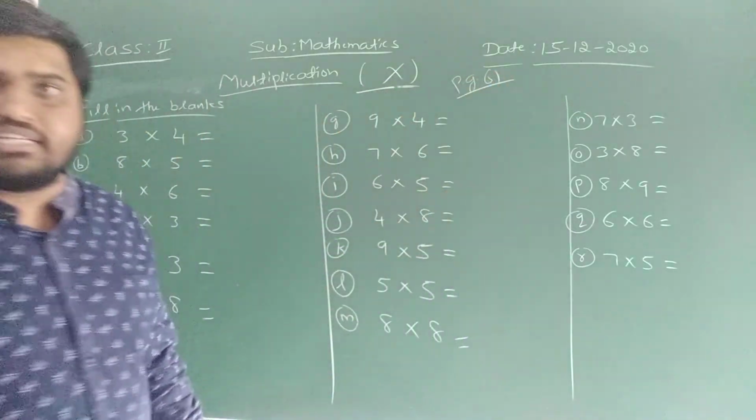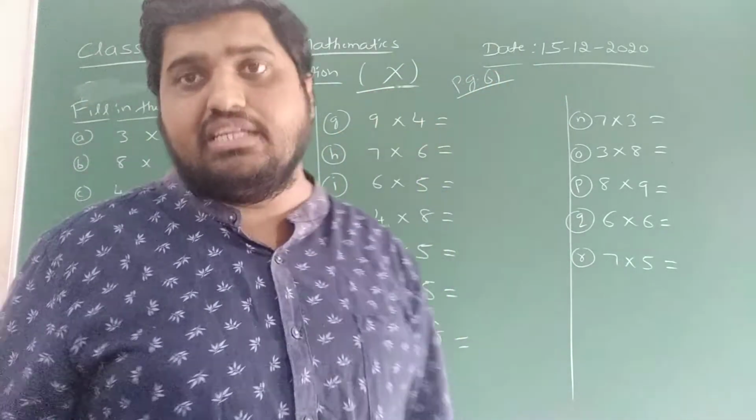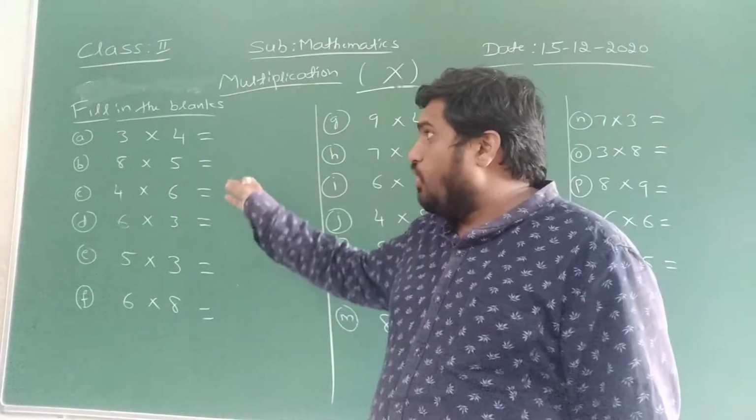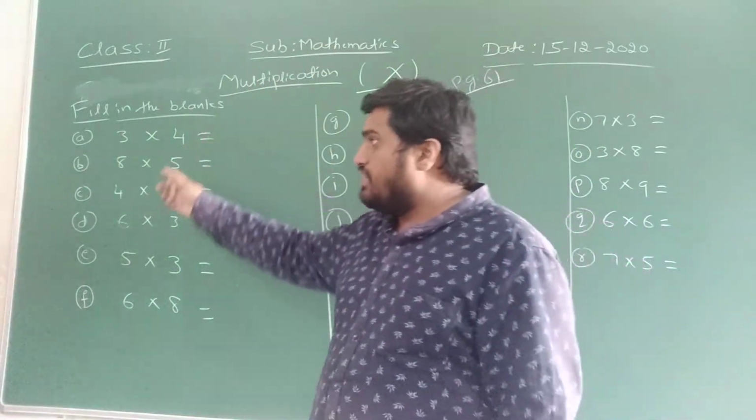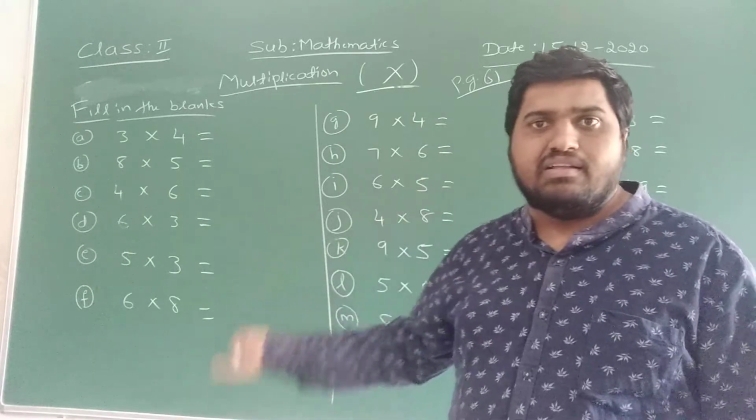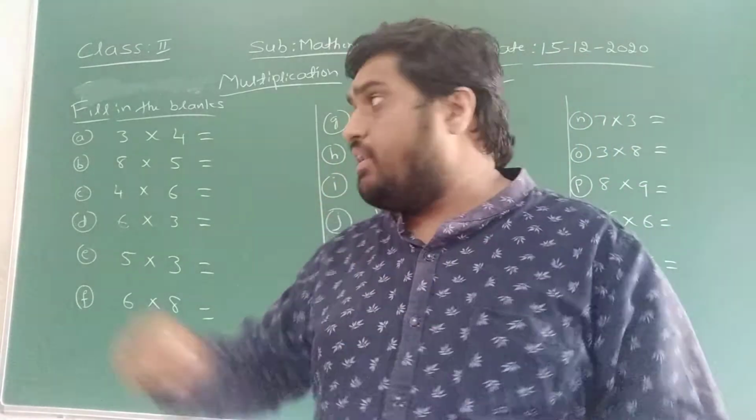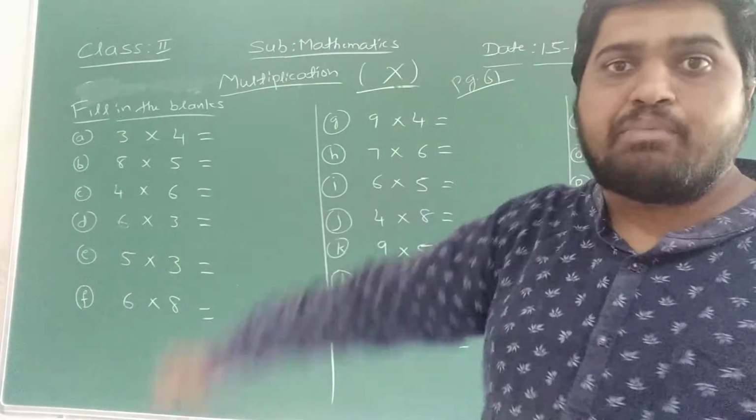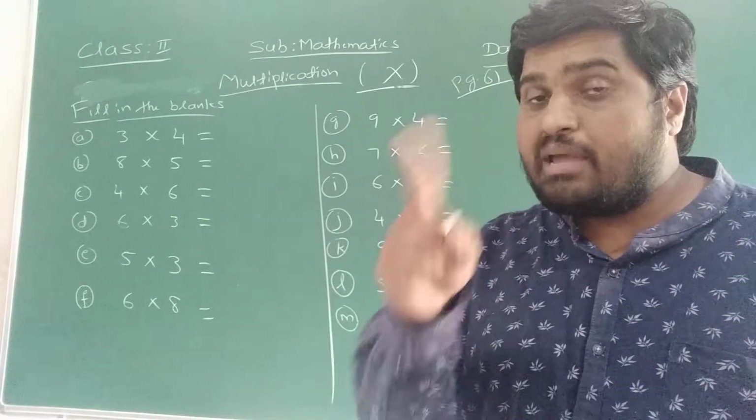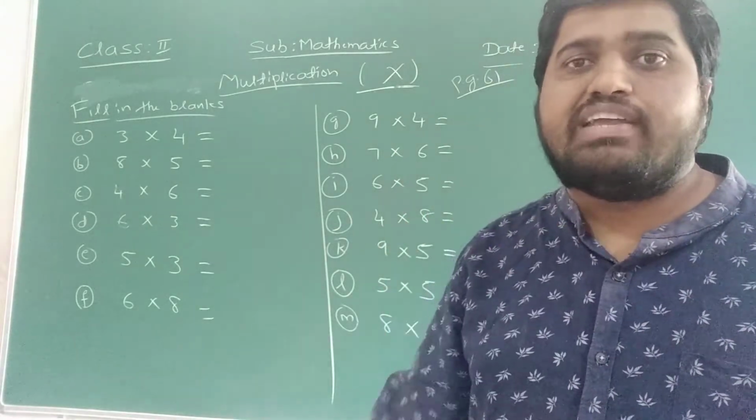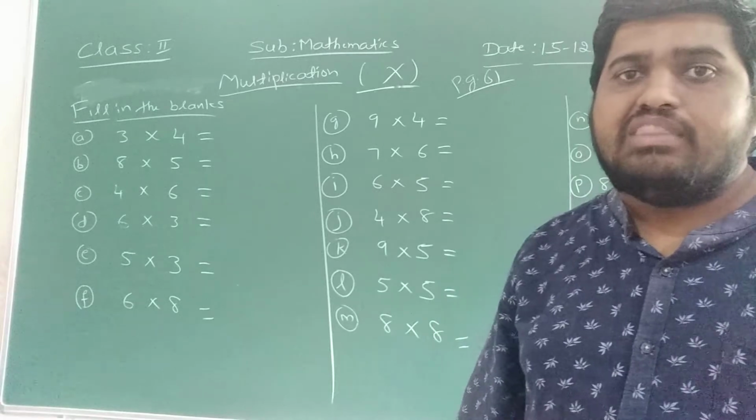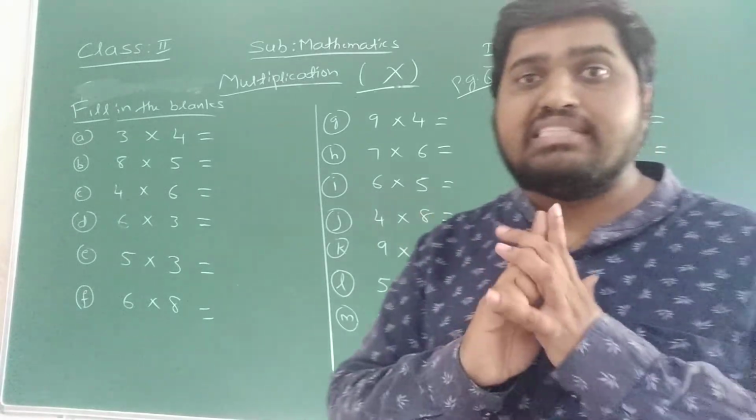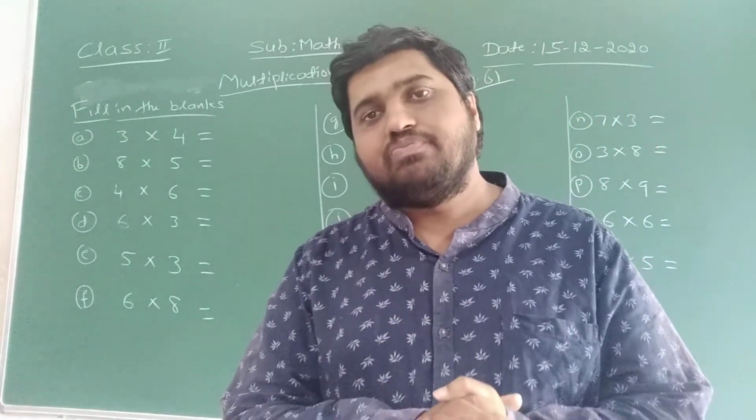It's very simple, children. Already we did these in the tables. Okay, we did the tables, right? 3 ones are, 8 ones are, 4 ones are. If you know the table, then we can easily solve this type of sums. If you know the table, then multiplication is very, very simple. That's why I'm telling you, starting onwards, revise the tables every day twice.